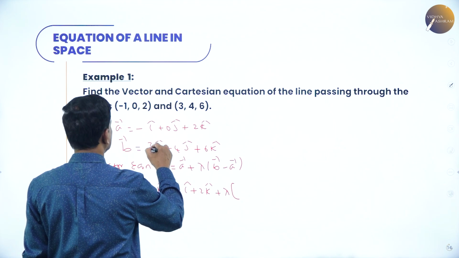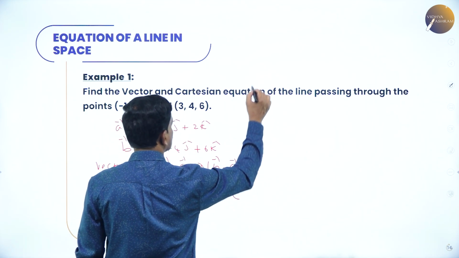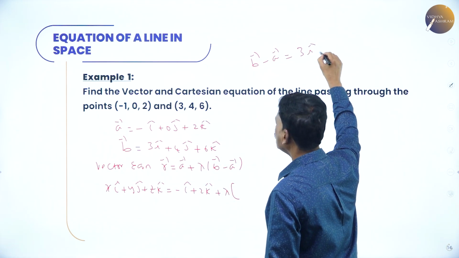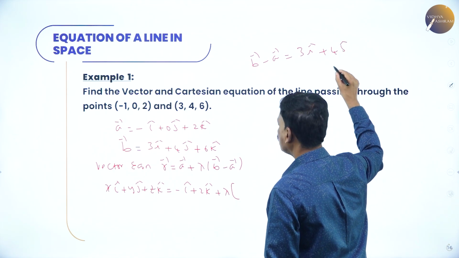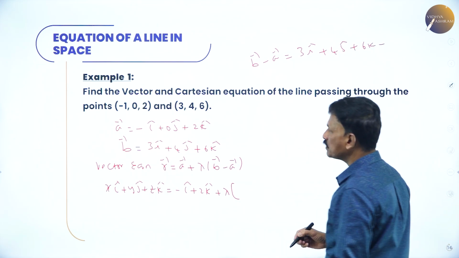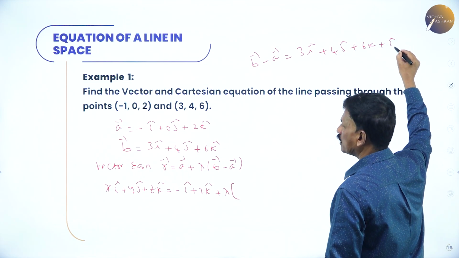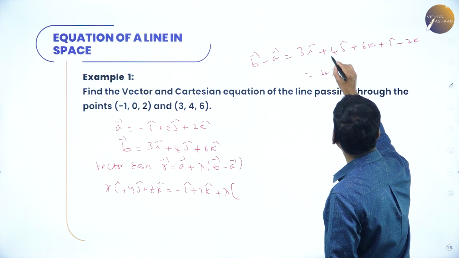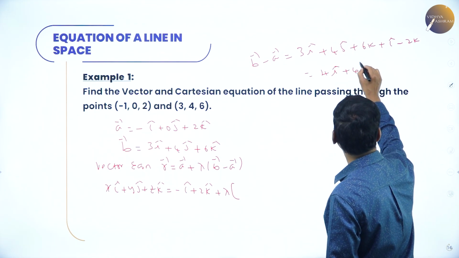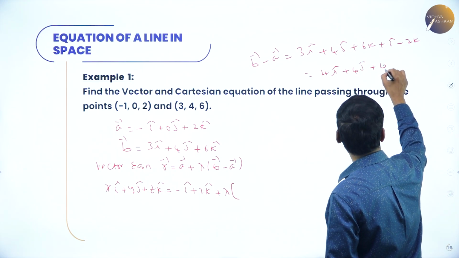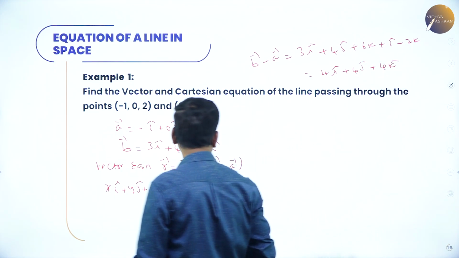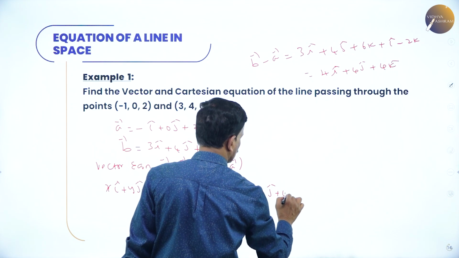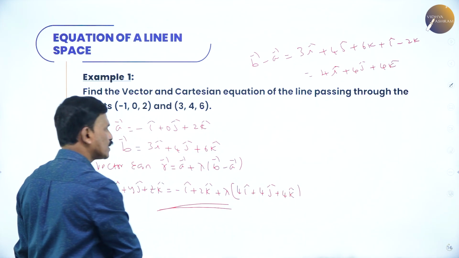If we subtract, what will we get? I will write here b minus a. b minus a can be written as 3i plus 4j plus 6k, multiplied by the negative sign, minus and minus becomes plus i minus 0j minus 2k. What is this equal to? 3 plus 1 is 4i, 4j, the j term is not there, so 4j, and 6k minus 2k is 4k. So, this is lambda into 4i plus 4j plus 4k. So, this is the vector equation.